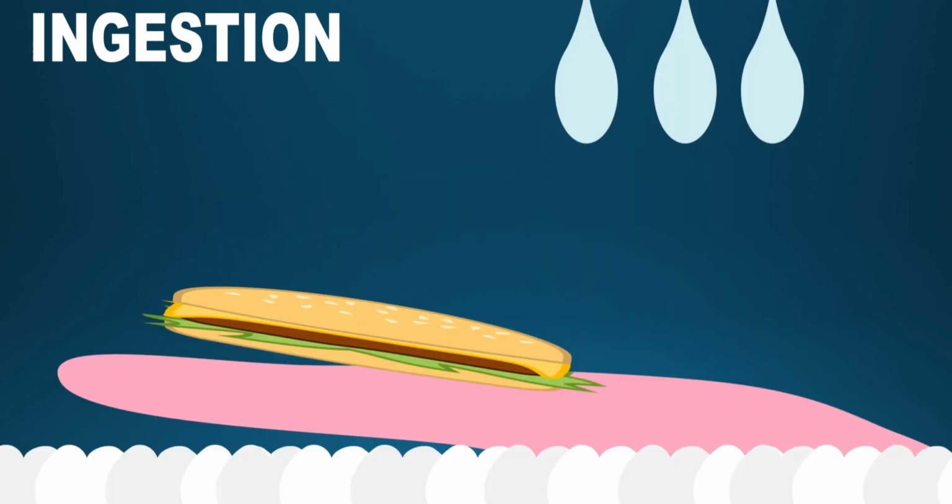While ingesting, your teeth and tongue crush down the food into small pieces and change its shape, and the saliva breaks down the carbohydrates and lipids due to the enzyme called amylase. Then the food is swallowed through the esophagus, and the saliva helps the process because it makes it easier to go through the esophagus.